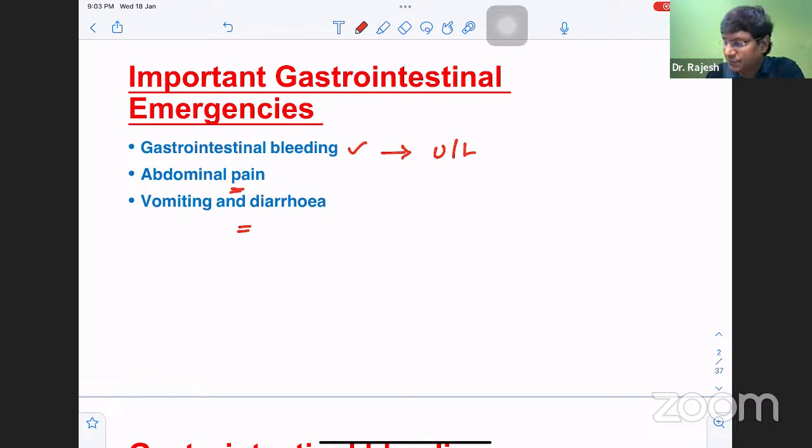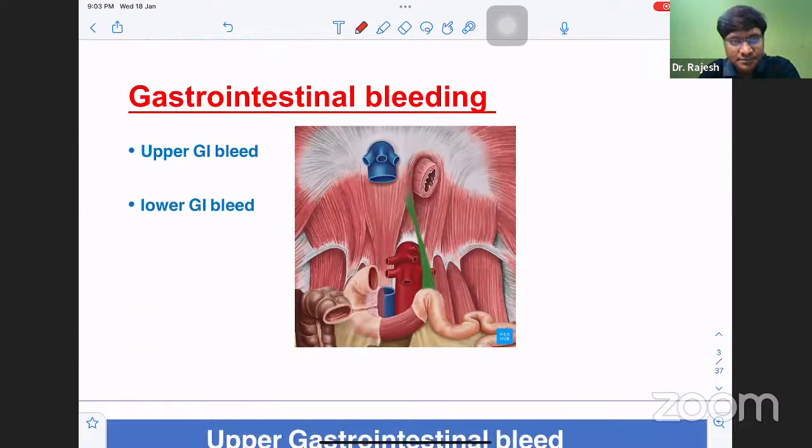Now, if you take the gastrointestinal bleeding, I'll just ask you a quick question here. Any one of you, whoever is there online, please answer this. How will you differentiate the upper gastrointestinal bleeding from the lower gastrointestinal bleeding? If anyone can answer, that would be better. Any one of you, please. Yes, how will you differentiate? What is the cutoff point to tell whether it is upper or lower gastrointestinal bleeding? Just a minute.